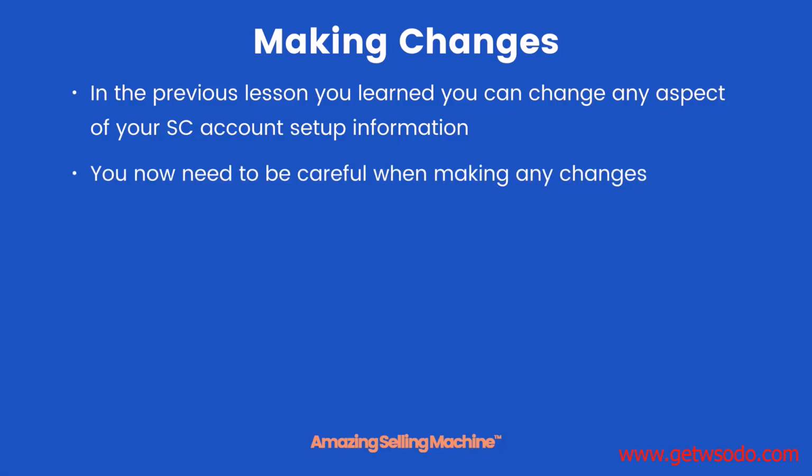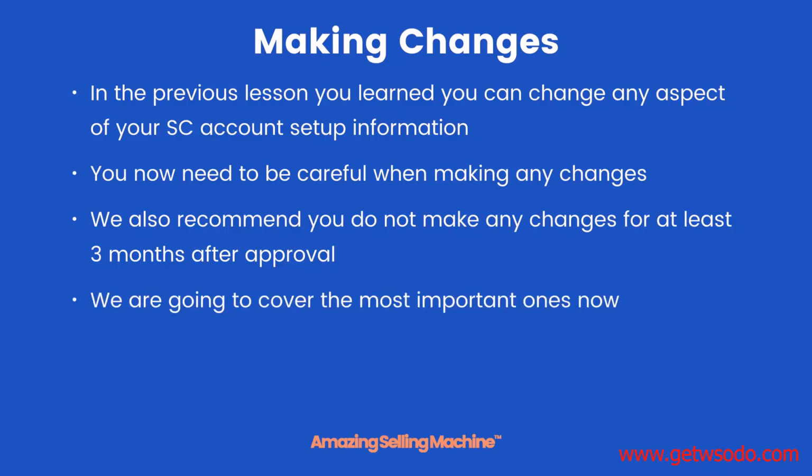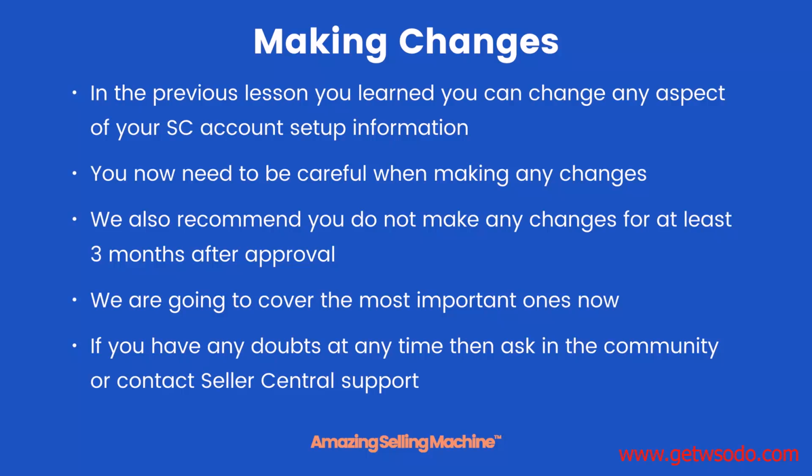In the previous lesson you learned you can change any aspect of your Seller Central account setup information. However, you now need to be careful when making any changes. And more often than not, it's simply a case of contacting Seller Central and telling them what changes you wish to make. We also recommend you do not make any changes for at least 3 months after your account is approved. And we're going to cover the most important changes now. If you have any doubts at any time, then ask in the community or simply contact Seller Central support.